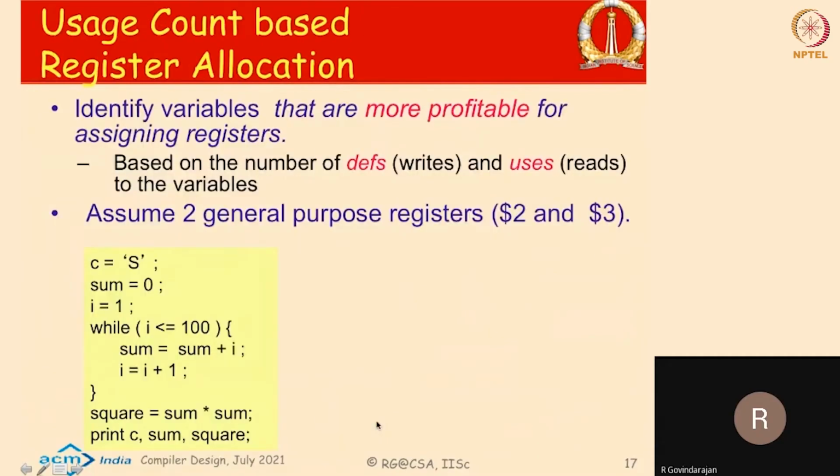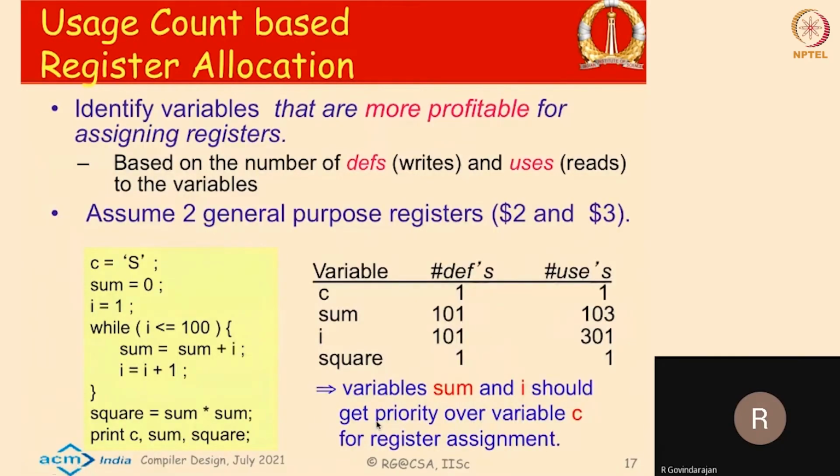So essentially what we do is count the number of times each of these variables is being defined and used, and then you take the total value. Based on this, you can decide that variable sum and I have to be allocated registers. If you have only two registers, then variable sum and I can be allocated those two registers because they are used more frequently than variables like C and square.